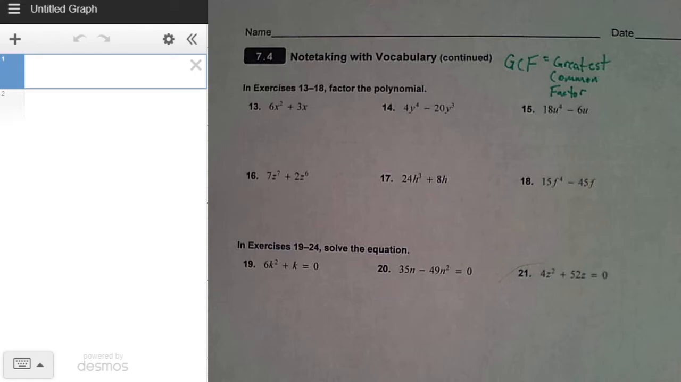So we are going to be taking out the biggest value that is in common between the two terms and pulling that out front and then showing that it'll be multiplied by what's left of those two terms.